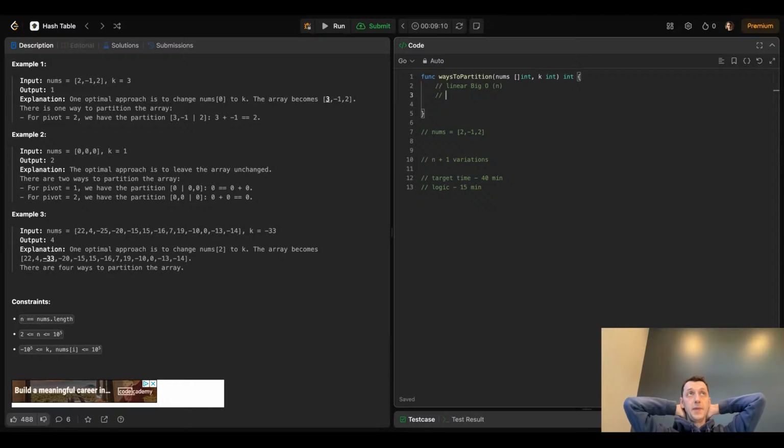Let's see, but that's kind of the brute force. Yeah, just take each number, try without the change and then try it with every change, changing each number one at a time.